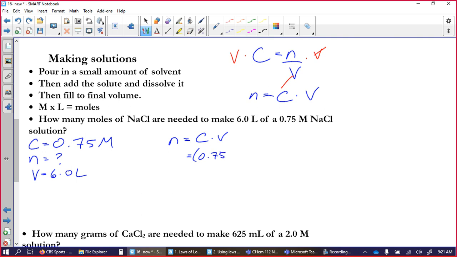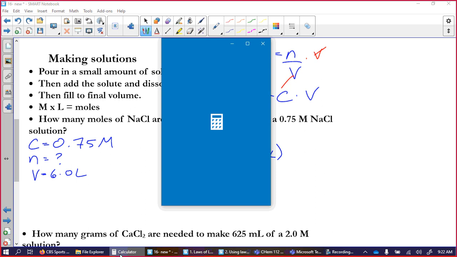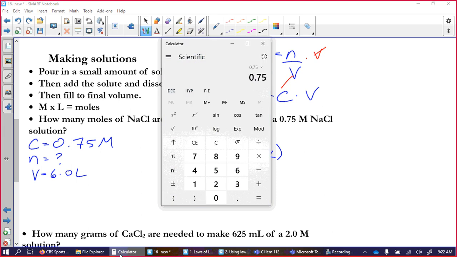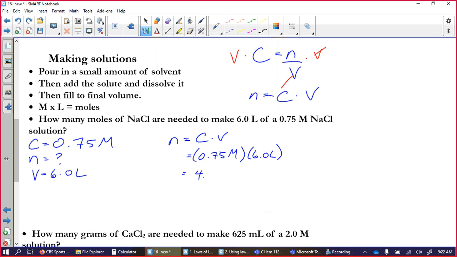If you do this, it's a little bit harder to see. 3/4 of 6. It's too early in the morning. 3 times 6 is 18, divided by 4 is 4.5. Trust yourself. 4.5 moles.